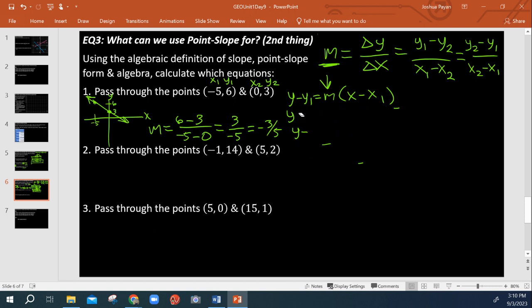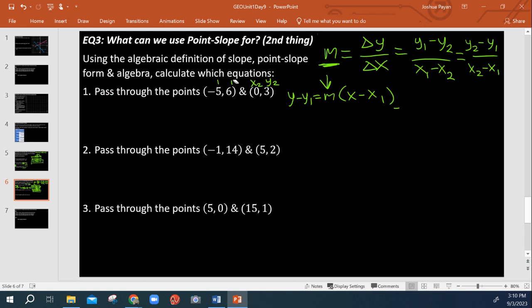Now let's look at our next example. Okay, so on our next example, we're not going to really do anything different. Our next example has us passing through the points -1 by +14, and passing through another point, 5 by 2. We'll just say 2 is right there. Okay, and again, we can tell from how these 2 points plot out, how they connect, my slope is going to be negative. But let's go ahead and calculate it anyway.